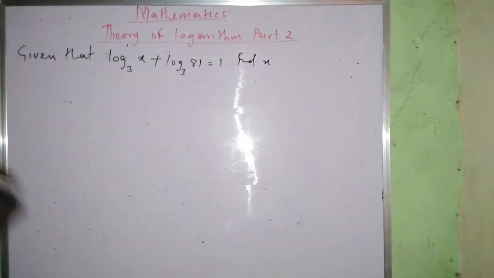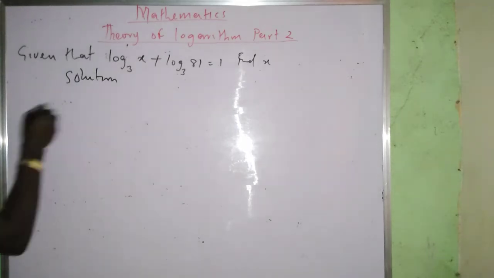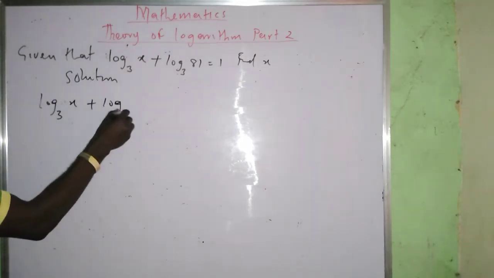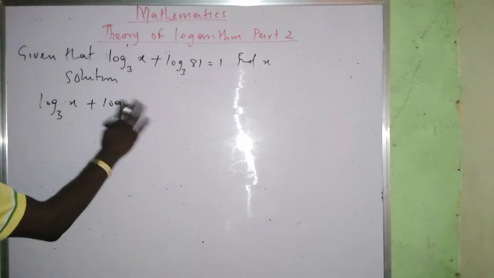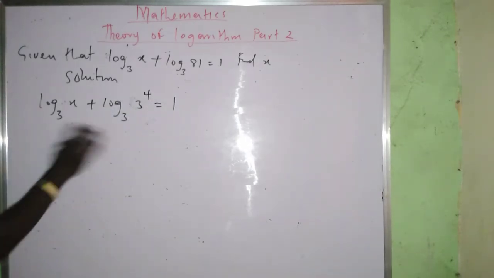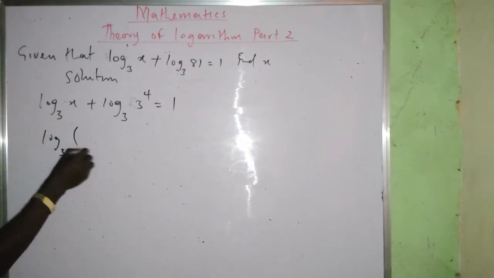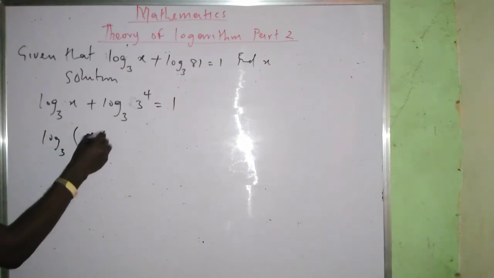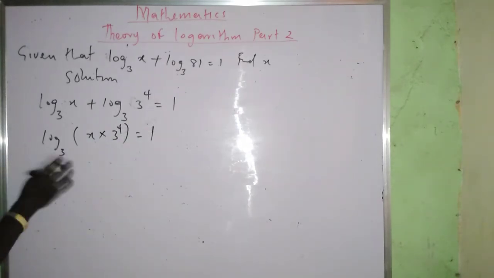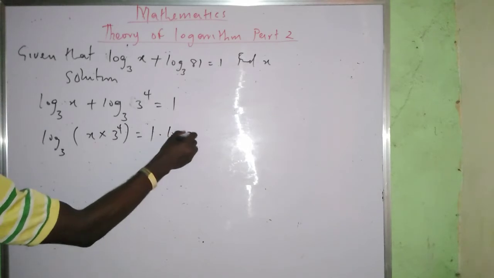Now, this type of problem is very, very simple. What I'll just do is the solution to this problem. I'll be having log₃ x plus log₃ 81. My 81 can be expressed as 3 raised to the power 4, and the right side equals 1. They are all of the same base. Having log₃ of x multiplied by 3 raised to the power 4 equals 1, which I can now say is multiplying this by log 3.